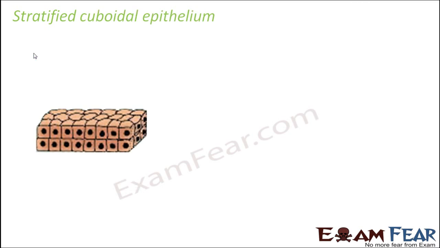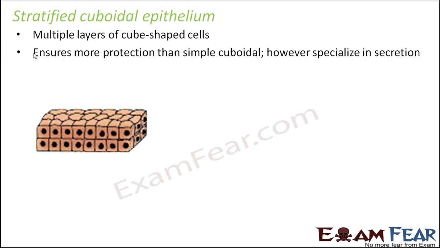Okay, let us look at the next one, that is stratified cuboidal epithelium. Again, this also consists of multiple layers of cells and they are all cube-shaped cells. But here again, you have multiple layers. They ensure more protection than simple cuboidal. However, they specialize in secretion. So they also do secretion other than protection. Some of the places where we see this kind of epithelium is the sweat glands.